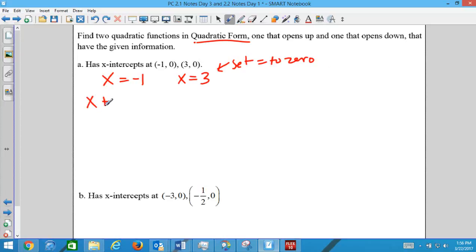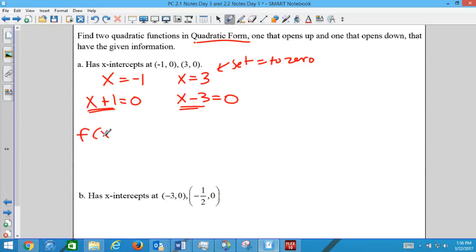So x plus 1 equals 0, and x minus 3 equals 0. And I'm teaching you this method on purpose so that it will be useful when you have harder problems. You can do tricks and shortcuts to get the answer faster, but I'm doing it this way so you know how to do it when you have harder stuff. From here, this is a factor and this is a factor.